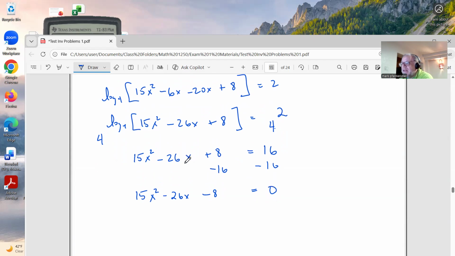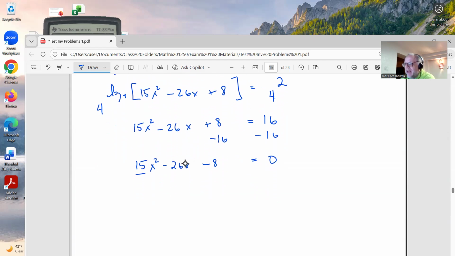All right. Now, would you look at that? None of these are factorable. Like 15 is 3 and 5, 26 is 2 and 13. This is not helpful. So 8 times 15, what is that going to give me? That's going to give me 120. I need two things that multiply out to 120, but their difference is 26.